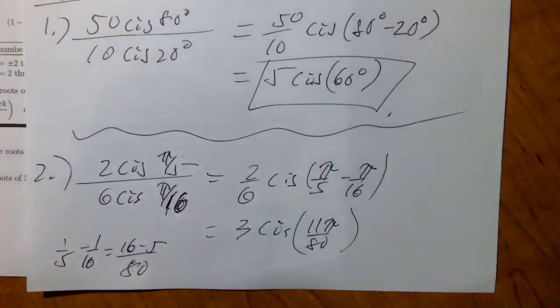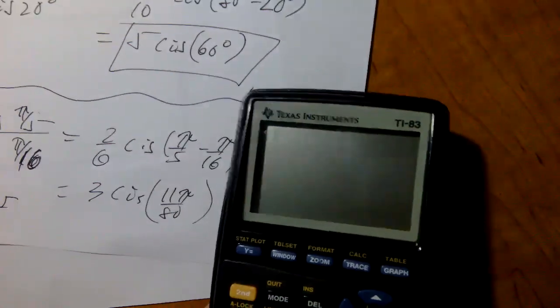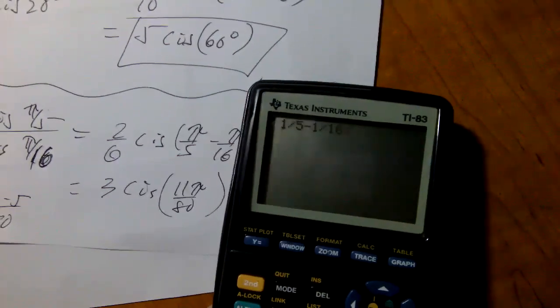I mean, again, you could use a calculator on that if you wanted. I mean, not the pi. The pi part is just going to stay there, but you can throw that in later. What I mean is 1/5 minus 1/16, right?